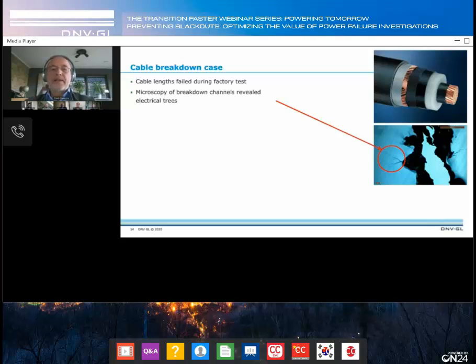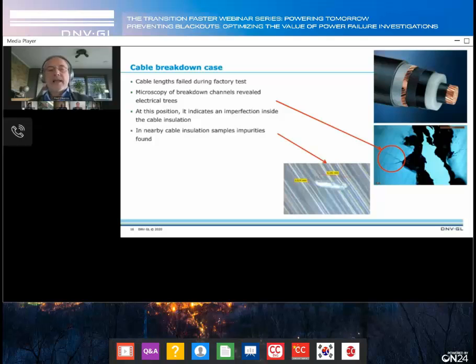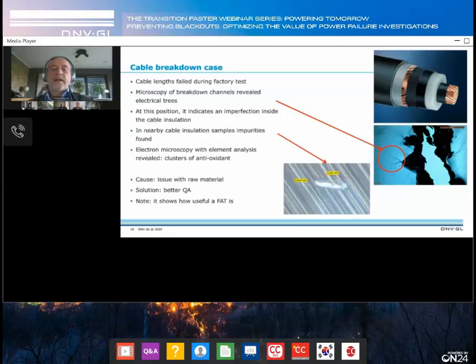And that is interesting information because that points towards a potential problem somewhere in the insulation material, and that did drive us towards a further investigation of the insulation material that could help us to indeed find small impurities embedded in the insulation material, but far away from the breakdown channel. And they were so small that if you were not pointed towards something in the insulation material, you would very probably overlook these, but now we were focused on it and found them. And it was clear after some electron microscopy that these were most probably clusters of antioxidants. And that taught us that there was, as a root cause, an issue with the raw material.